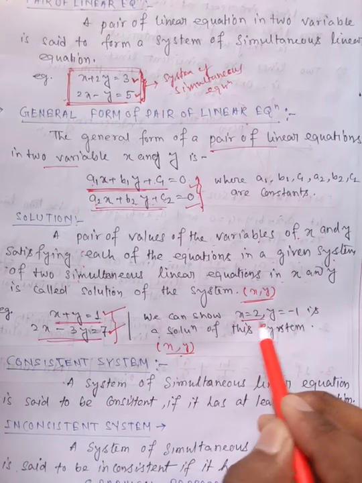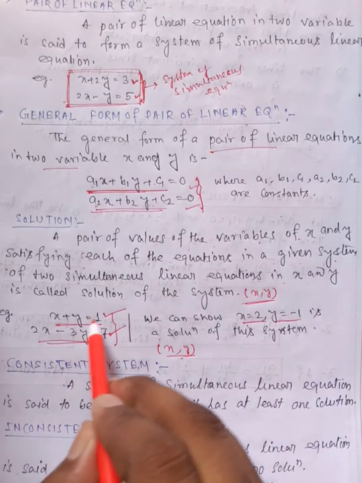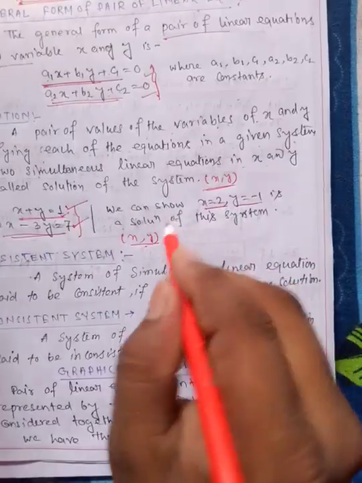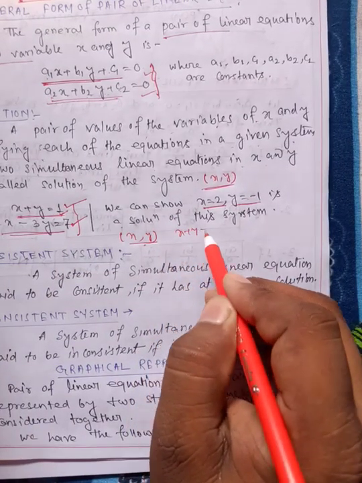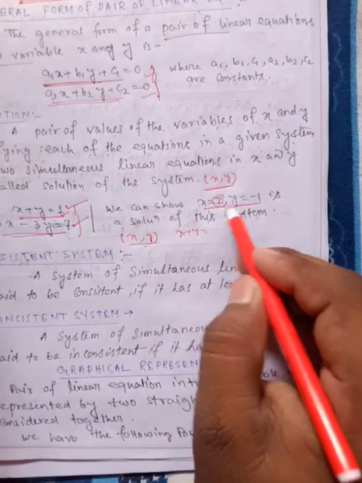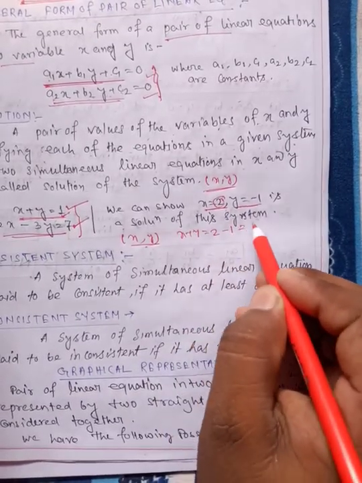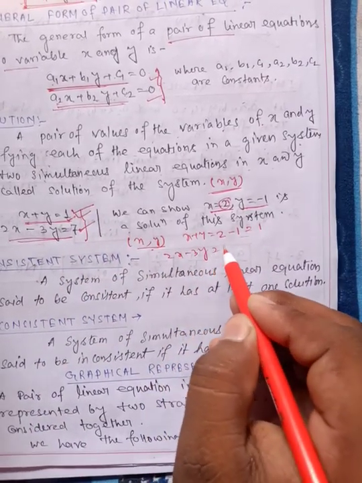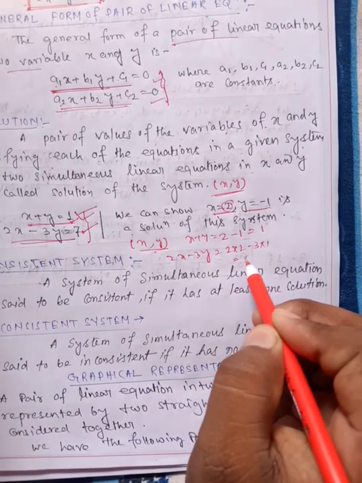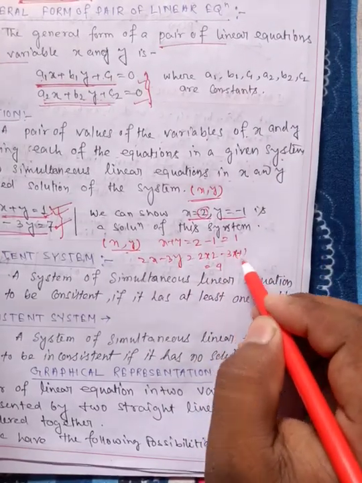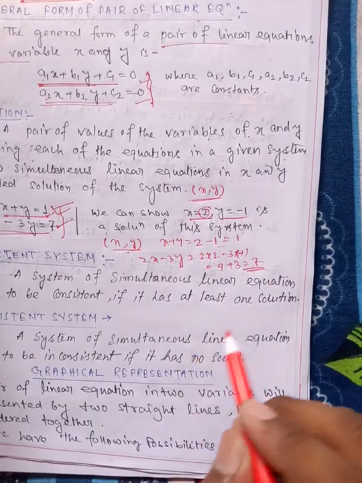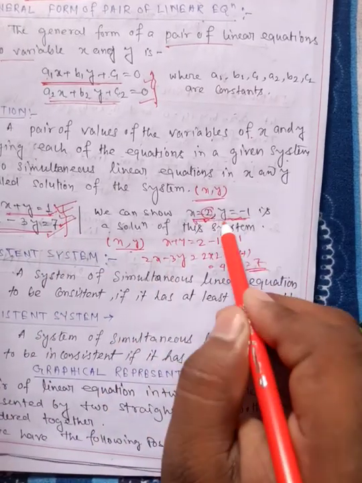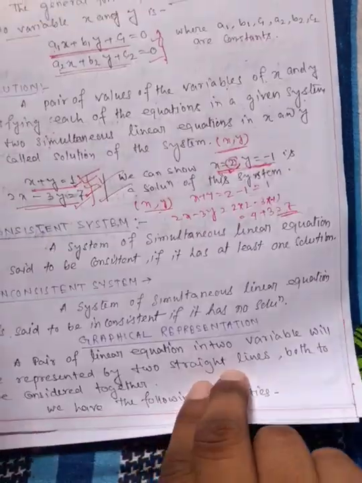If you take x equals 2 and y equals -1, you can see these values of x and y satisfy both the equations. Let's check. x plus y equals, I have taken x equals 2, that is 2 minus 1, that is 1. So the right hand side is 1, so it is satisfying. And the second equation 2x minus 3y, that is 2 into 2 minus 3 into minus 1, so 4 plus 3, that is 7. So these values of x and y satisfy both the equations. So this is a solution of these simultaneous linear equations.